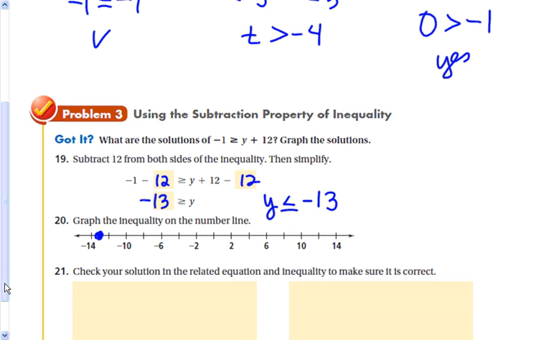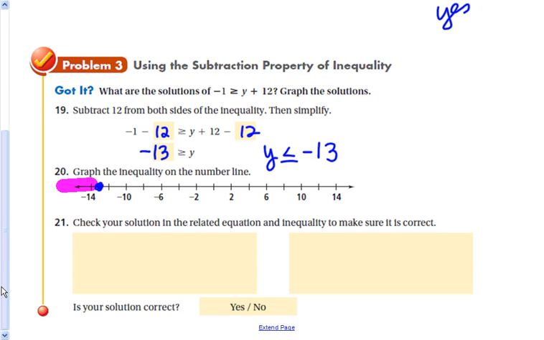Numbers less than are to the left of. So I am going to shade that way. And then I want to check my boundary point, which is negative 13 in the related equation. So I want to check and see if negative 1 is greater than or equal to negative 13 plus 12. Actually, I want to check and see if that is equal to. So I want to make sure negative 1 is equal to negative 13 plus 12, and negative 1 is equal to. So that part of the solution is correct.